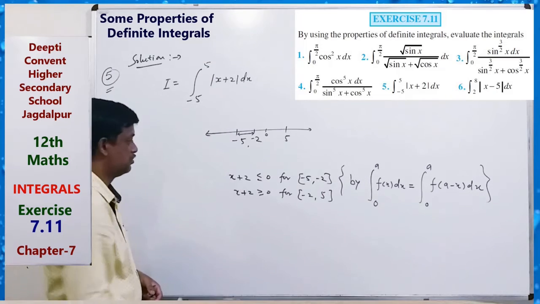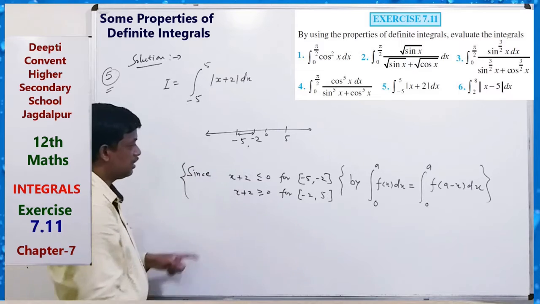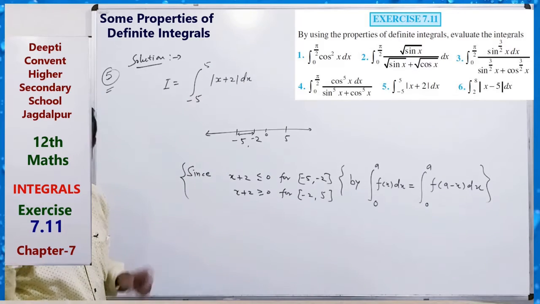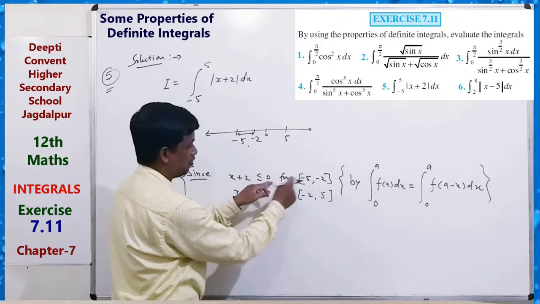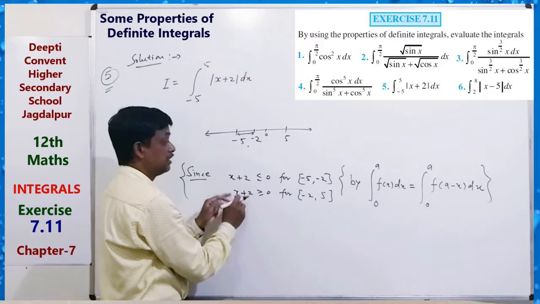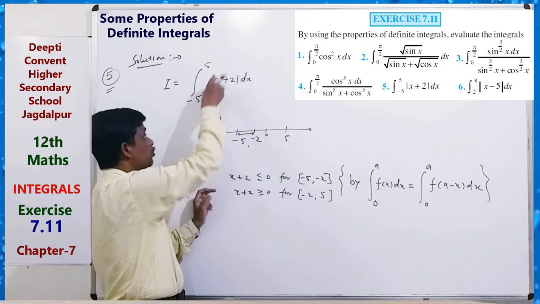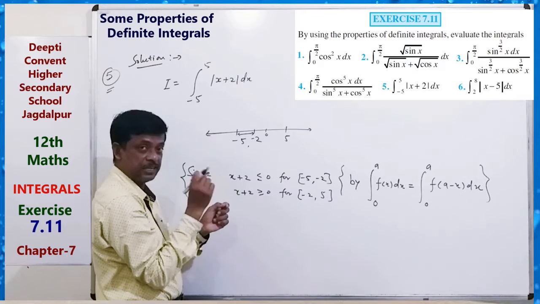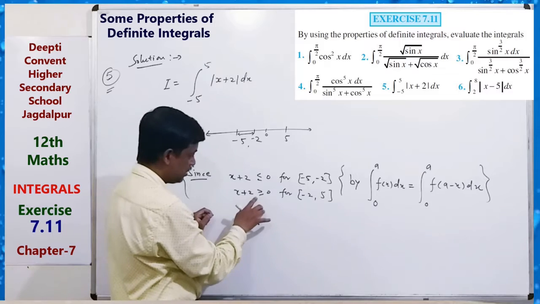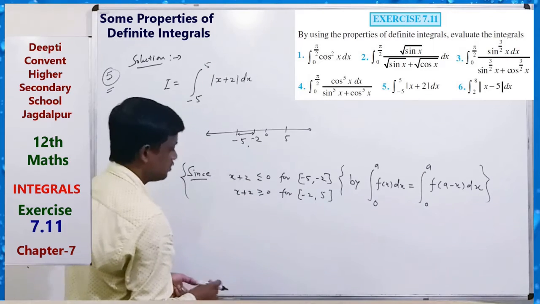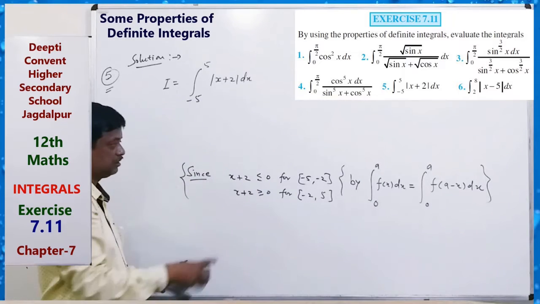Clear? So you have to write like this for this question. Since this is less than or equal to 0 for this interval, and this is greater than or equal to 0 for this interval. Less than or equal to 0 means, removing mod, we have to change with a minus sign. Greater than or equal to 0 means with a positive sign. So by using this, first of all we have to discuss about this.